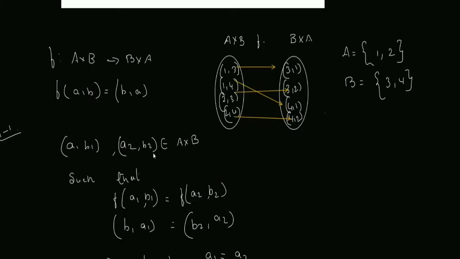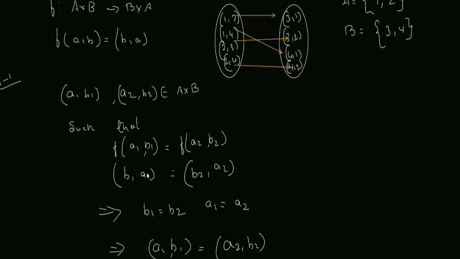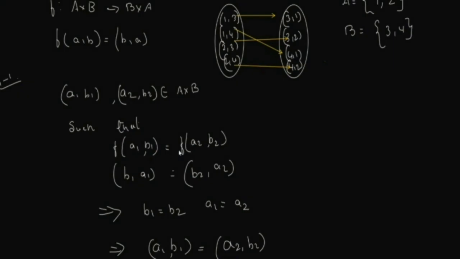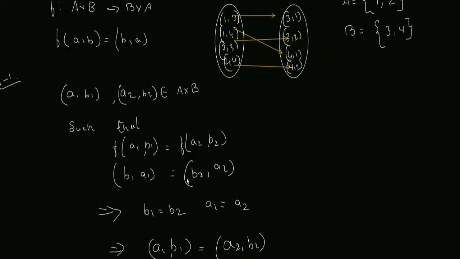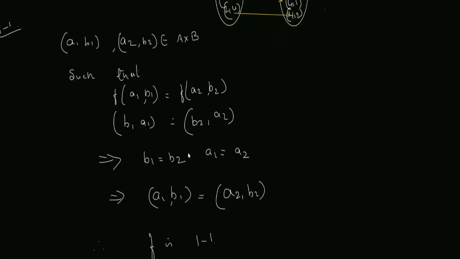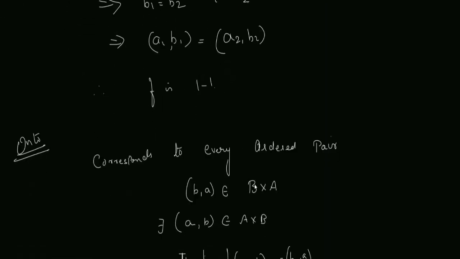So let (a1, b1), (a2, b2) belong to A cross B, such that f of (a1, b1) is f of (a2, b2). So f of (a1, b1) is (b1, a1). That is the structure of the function. f of (a2, b2) is (b2, a2). So that means ordered pair (b1, a1) is equal to (b2, a2), which means b1 is equal to b2 and a1 is equal to a2. That means (a1, b1) is equal to (a2, b2), because a1 is a2 and b1 is b2. The function is therefore 1 to 1.